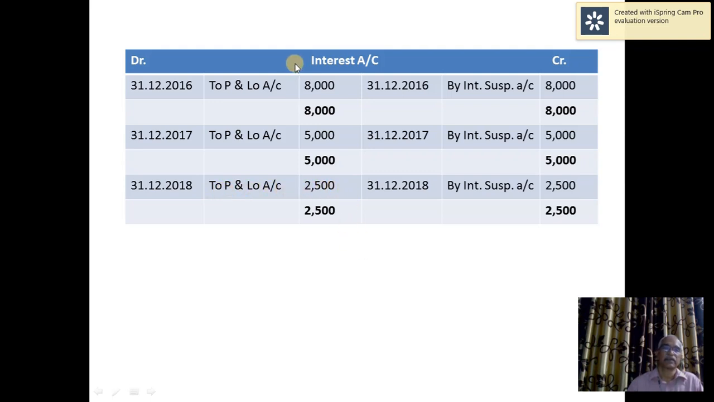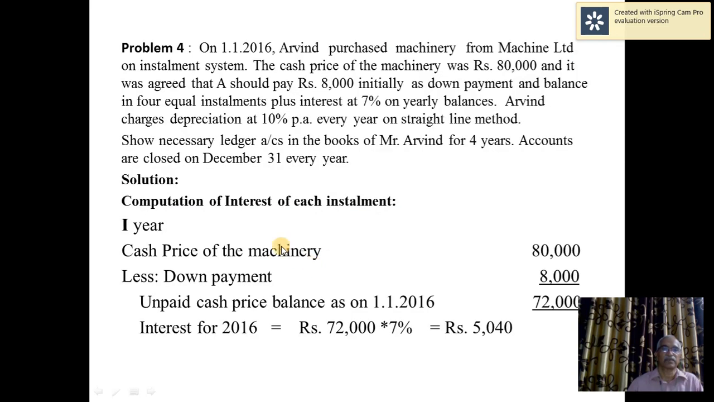So thus every year, the interest amount of each year is transferred from interest suspense account to interest account, and interest account, being a nominal account, is closed every year at the end by transferring the balance to profit and loss account. So that's about that third problem. Now we'll move on to another problem, that is the fourth problem.